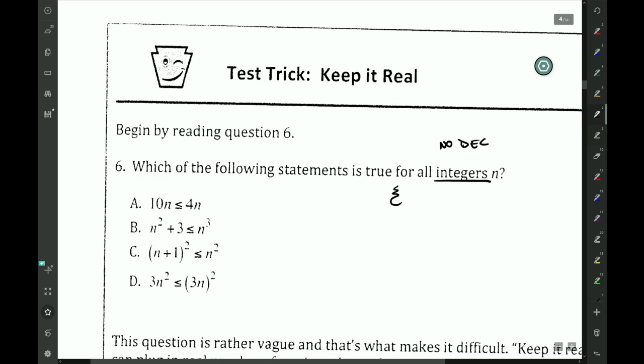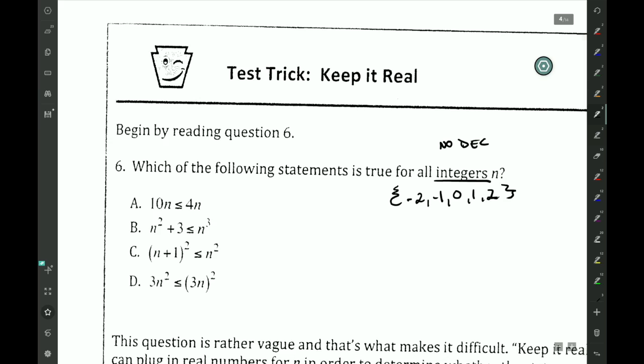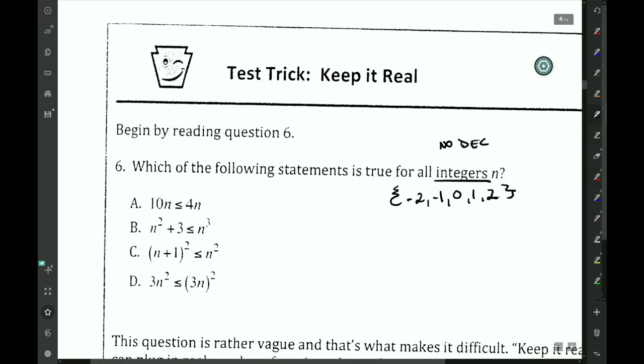But for integers, typically you want to try some negatives, so we'll try -2, -1, 0, 1, and 2. Okay, now there are more, but we'll just try these ones. And basically, these do take some time, okay? You want to try each of these numbers and put them into the different problems given to you.